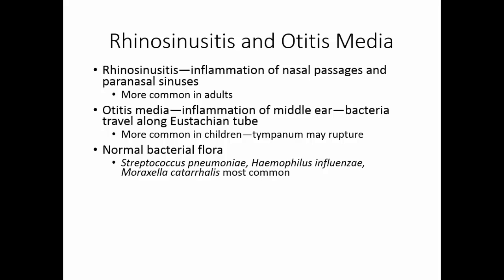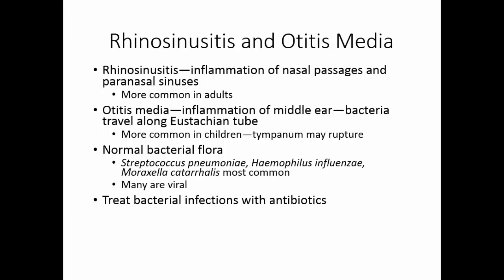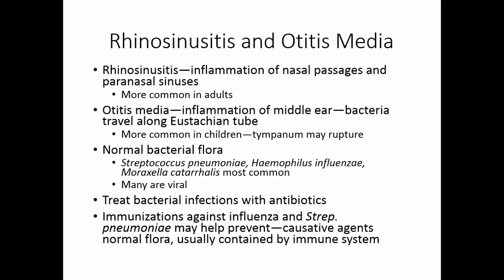Streptococcus pneumoniae, Haemophilus influenzae, and Moraxella catarrhalis are the most common causes. Most of the inflammations are viral, however. You can treat bacterial infections with antibiotics. The viral infections simply need to run their course. There are immunizations against influenza and strep pneumoniae, and these may help prevent otitis media. Since the causative agents of these conditions are normal flora, usually they're contained by the immune system.